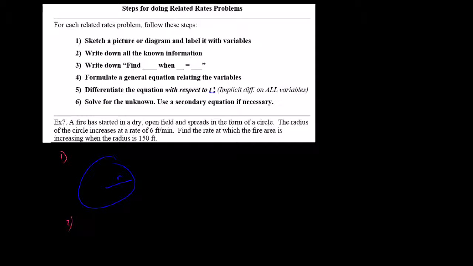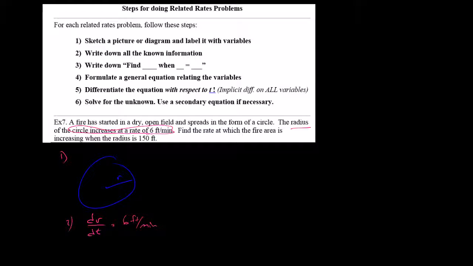So step 2, what is our known information? Well, we know that it increases at a rate of 6 feet per minute, and that's the radius. So the radius increases at a rate, also known as a change, also known as a slope, also known as a derivative. So it's a rate of change. Our radius with respect to time is changing at 6 feet per minute. So that's what we know. Do we know anything else?